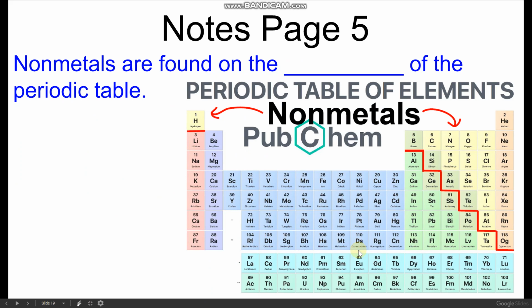And so remember that metals were found on the bottom left, so that means that nonmetals are found on the upper right or top right. And so these are the nonmetals over here, and then also hydrogen over here. So if you're looking for nonmetals, they'll usually be either near the top or towards the right side.